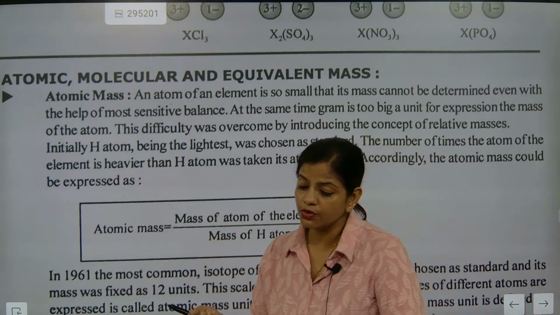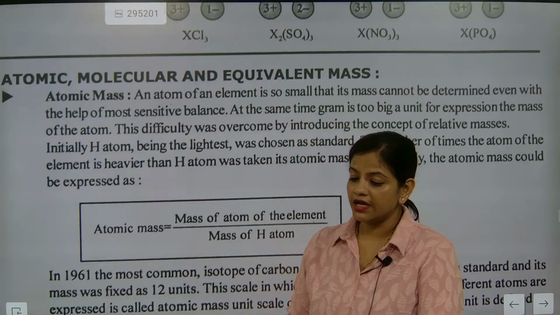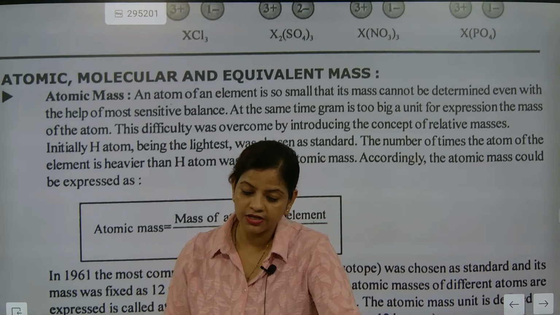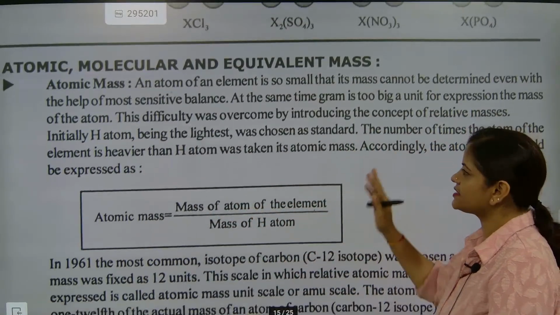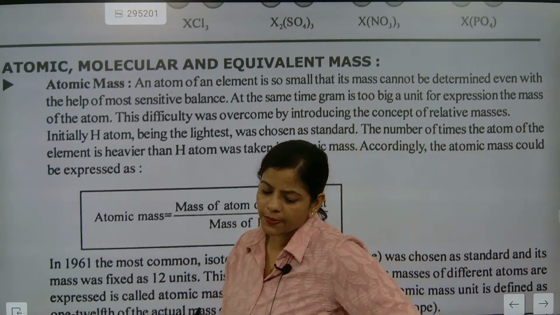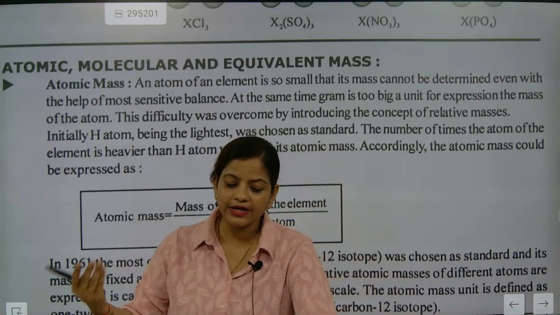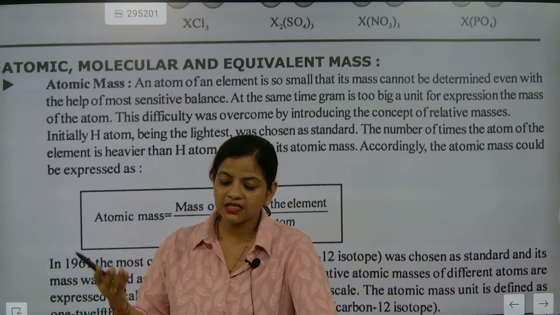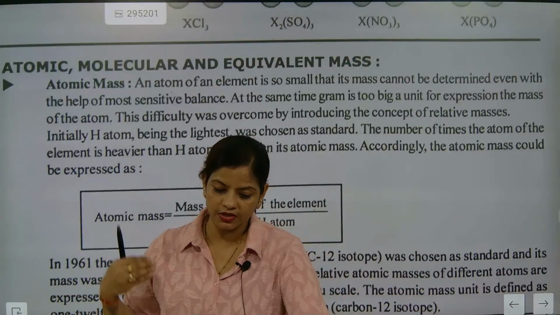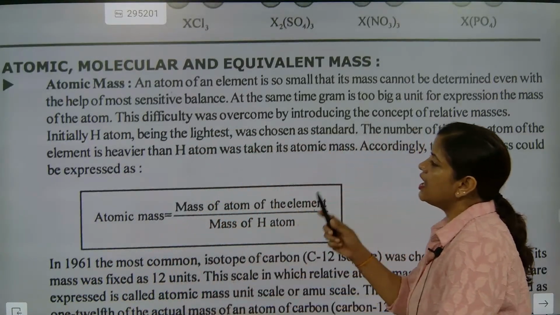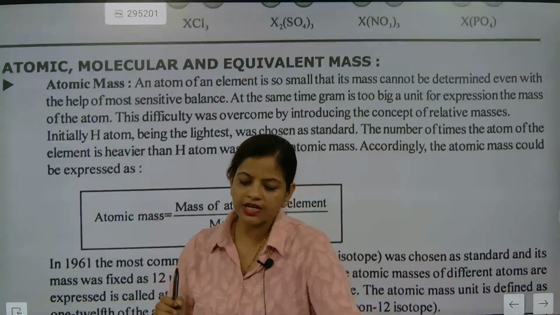So what we are going to do is relate it, and write the concept in terms of relative masses. Understood? Initially, hydrogen atom, being the lightest, was chosen as the standard. They wanted something to relate to, like a comparison. Relative means I am relating you with me. That comes under relative mass. So they chose hydrogen as a standard.